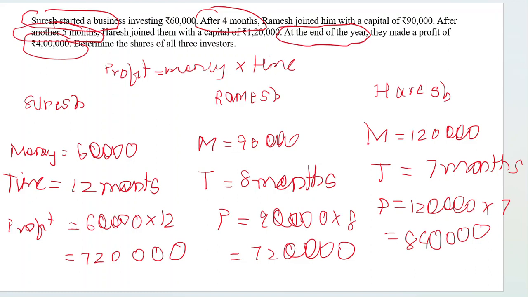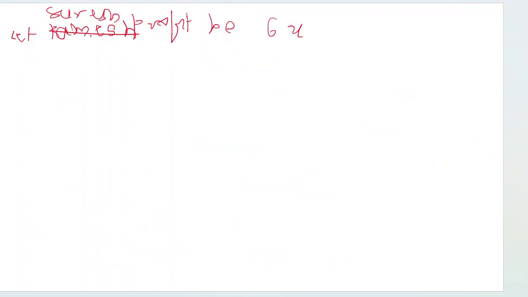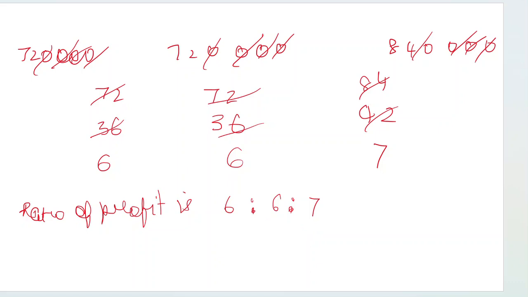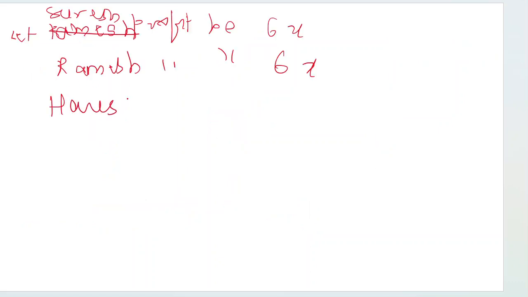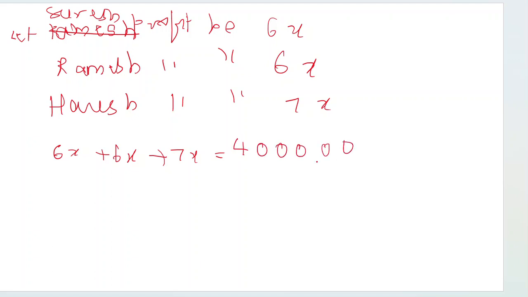let Suresh, the first guy, have profit 6x. After Suresh, the next one is Ramesh. Because the profit is 6, Ramesh's will again be 6x. And similarly, Harish will be 7x. So when you add 6x plus 6x plus 7x, it will be 4 lakh.